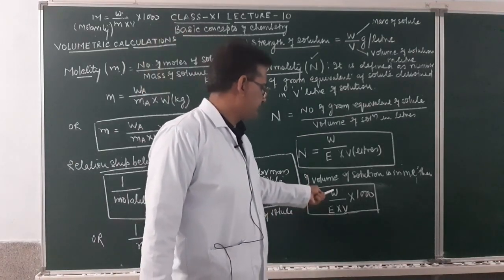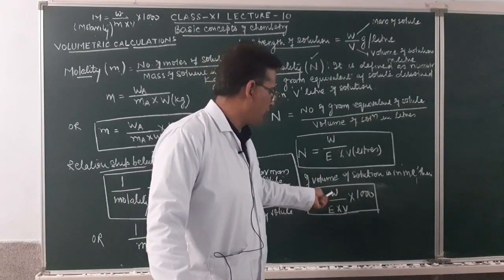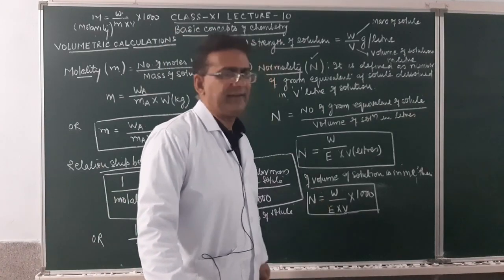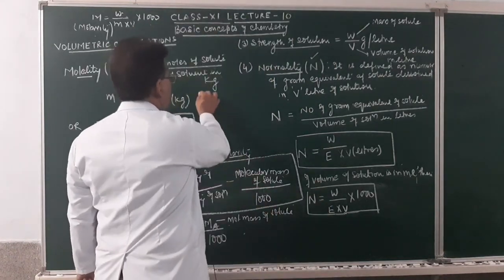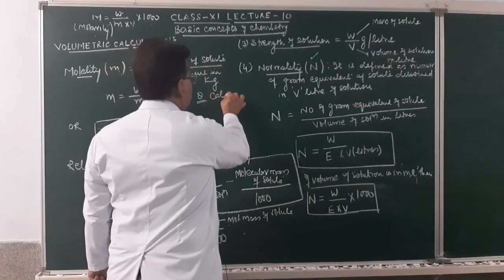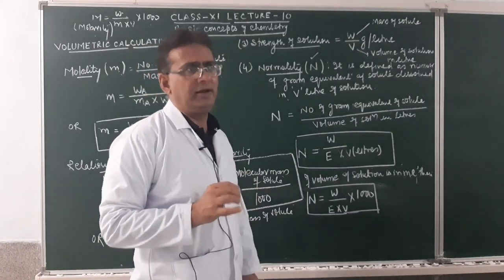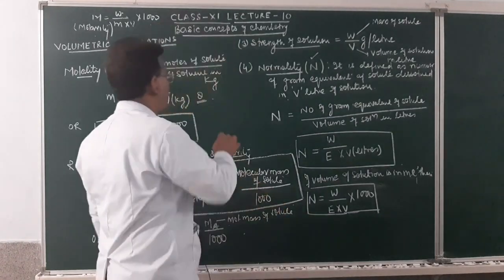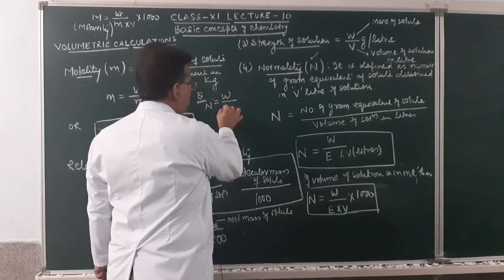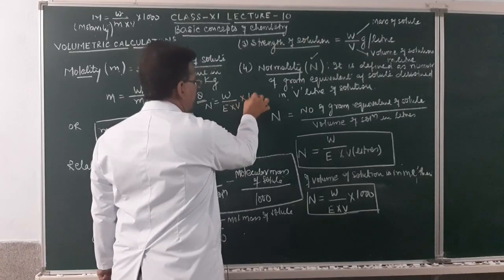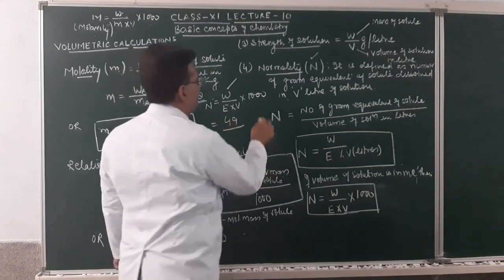Suppose in any question it is given, calculate the normality of 49 gram of sulfuric acid dissolved in 1 liter of a solution. So what formula will we use? N will be equal to W upon E into V into 1000. What is the mass of sulfuric acid? 49. What is the equivalent mass of sulfuric acid?